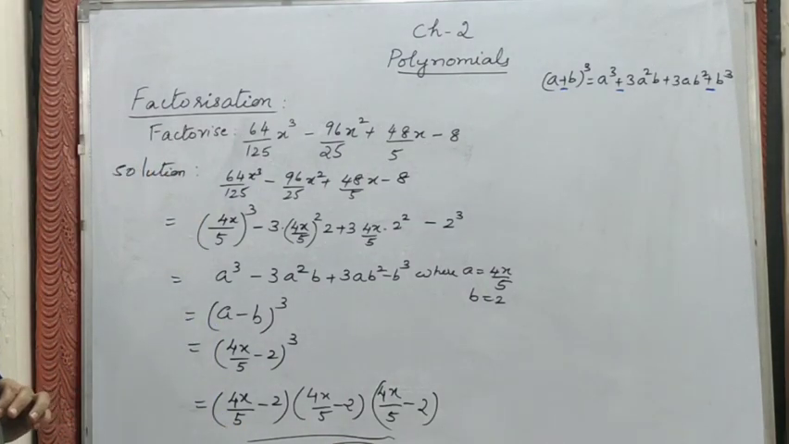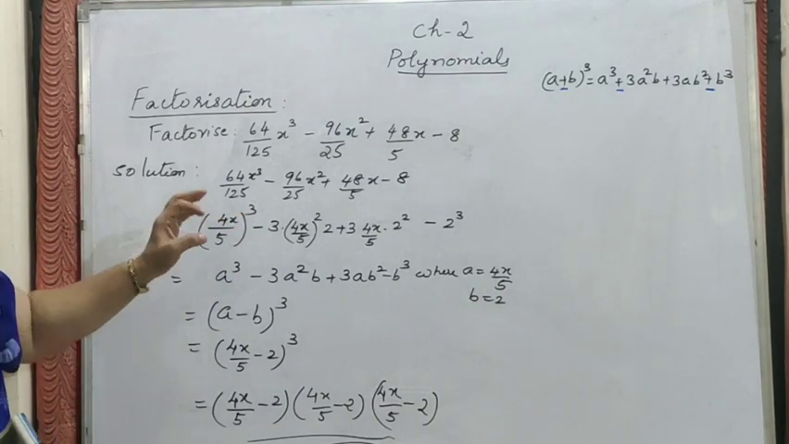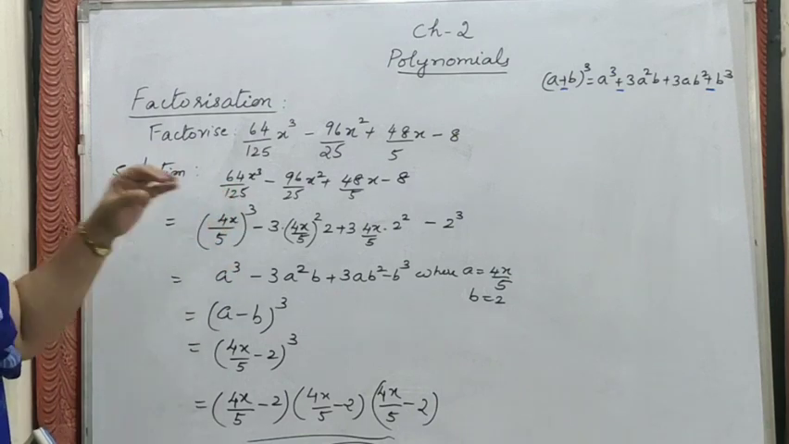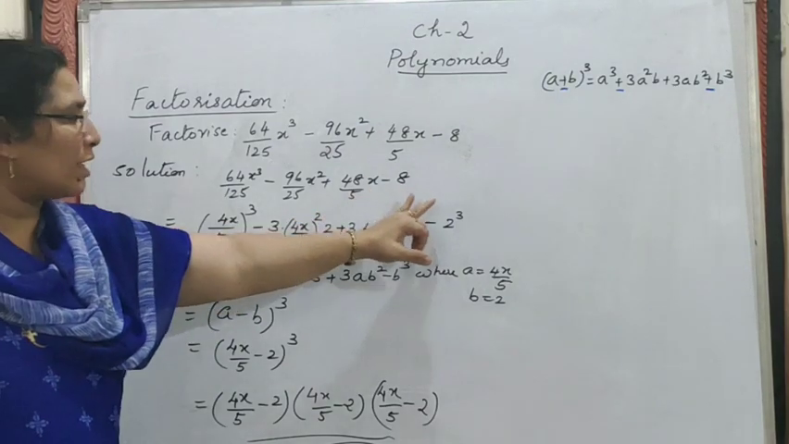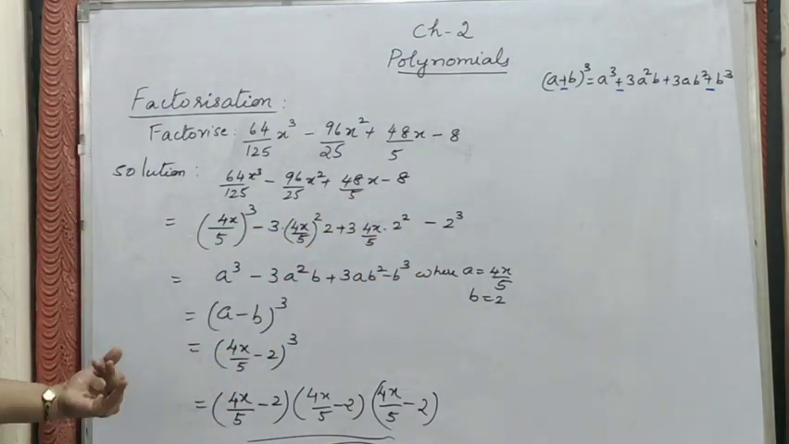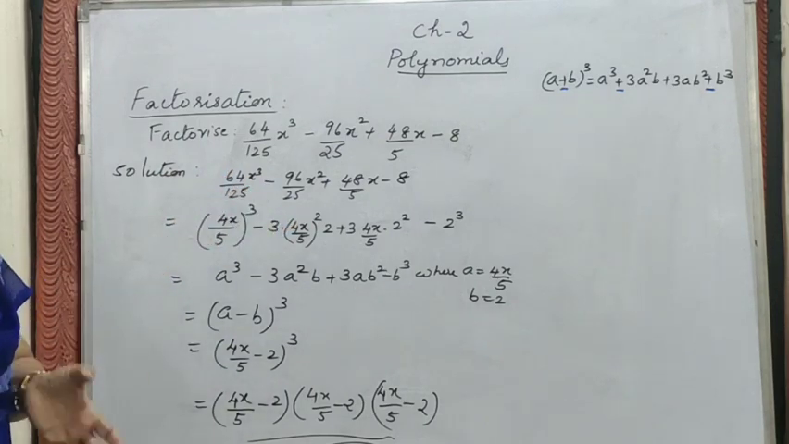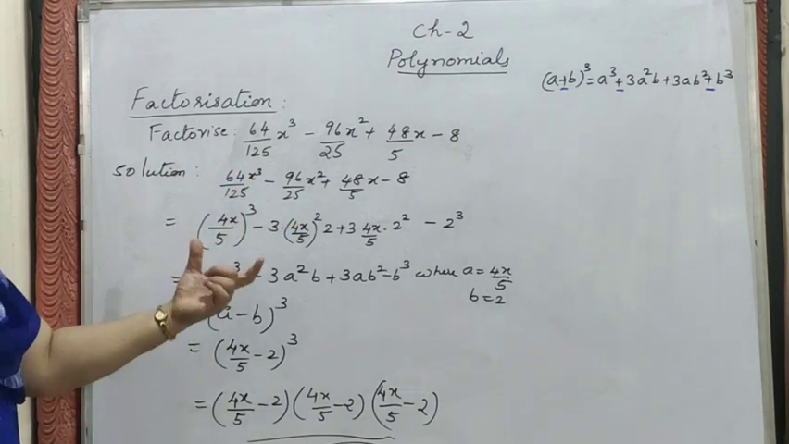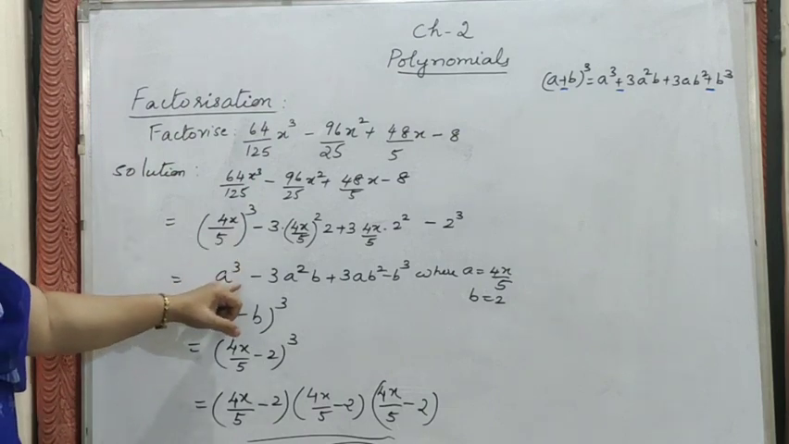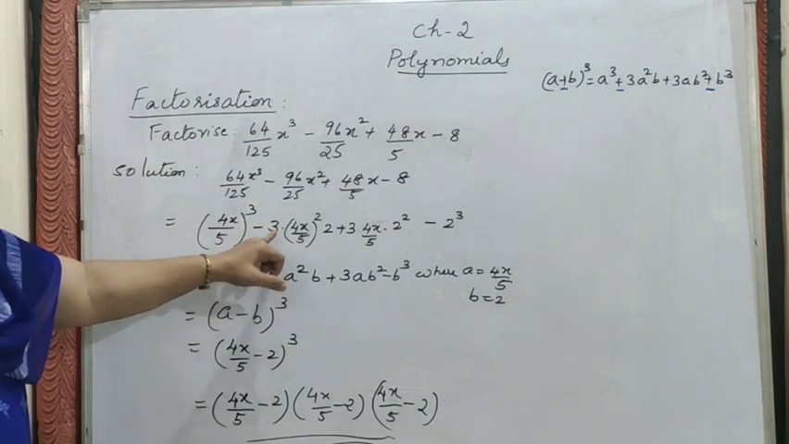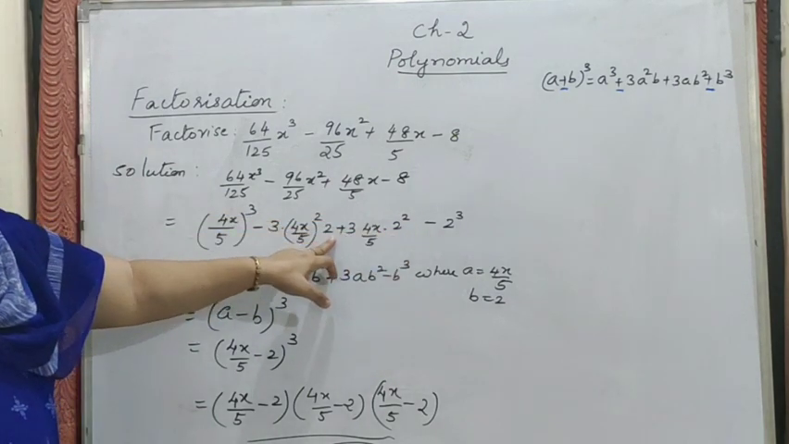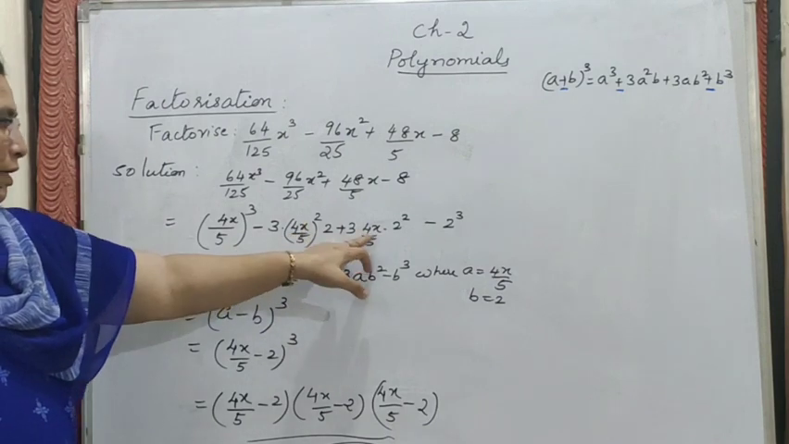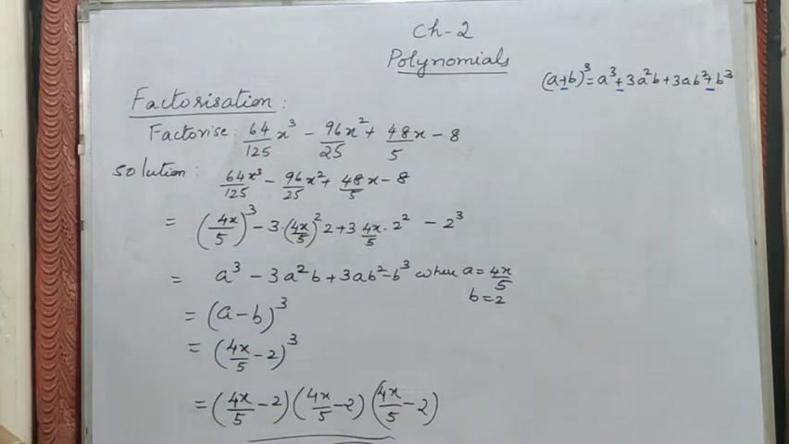Next: 64 by 125 x cube minus 96 by 25 x square plus 48 by 5x minus 8. The terms are already arranged, so we can go directly. The first term we can write as 4x by 5 whole cube, and the last term we can write as 2 cube. Because plus and minus signs are alternate, we are going for the second formula. Now 4x by 5 whole cube is the first term, so the second term will be 3 into 4x by 5 whole square. What is the last cubical form? 2. So 2 we are increasing here. 3 into, again decreasing, 4x by 5 into 2 square, minus 2 cube.